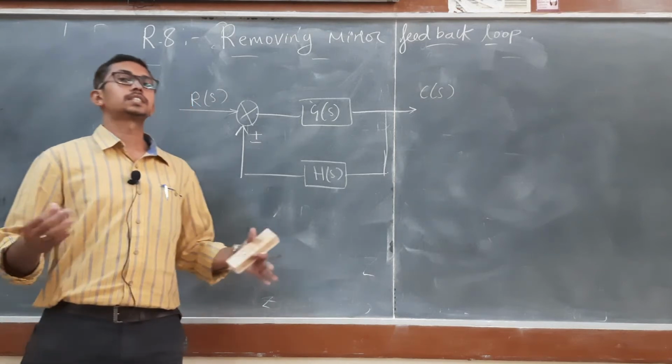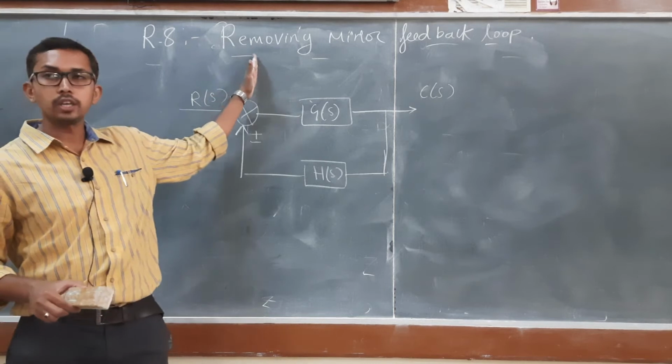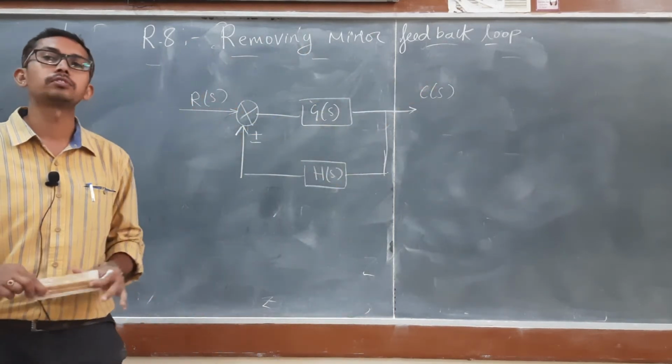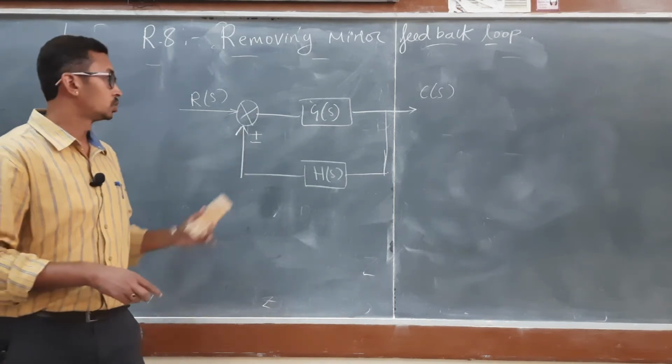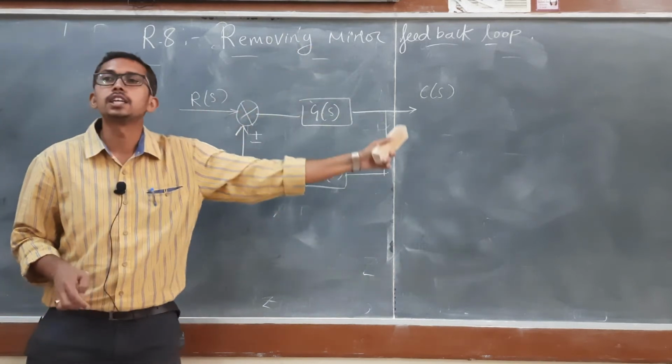Okay, so now let us discuss rule number 8. What is rule number 8? Removing minor feedback loop. What is the meaning of minor feedback loop? This condition we can consider as a minor feedback loop.